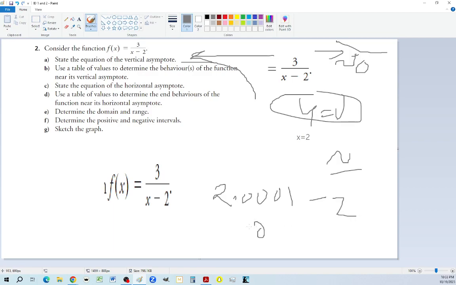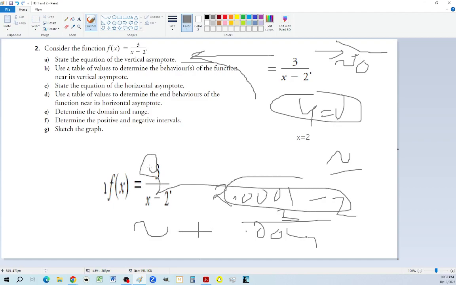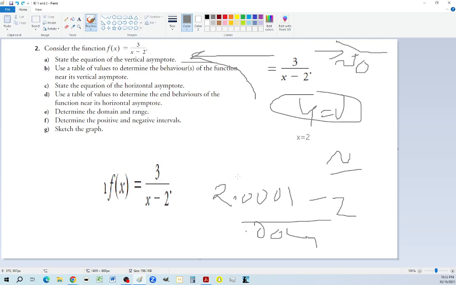And we get a really small number, 0.001. And when we take 3 and divide it by a really tiny number, we get a really huge number. And it's positive because it's positive here, and this is always positive, which means as we approach the vertical asymptote from the right side, we're approaching positive infinity, which almost means automatically the other side will be negative infinity.